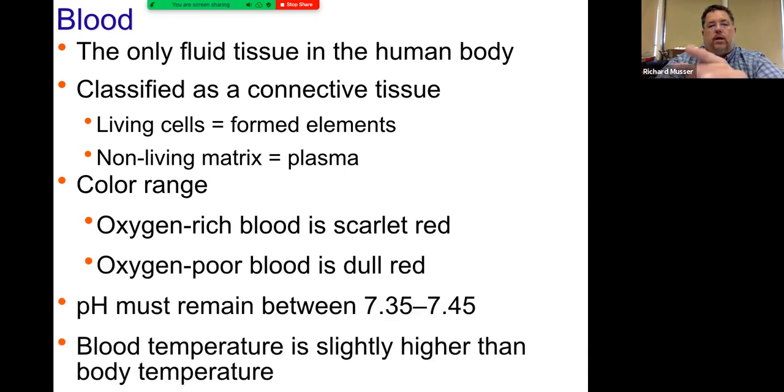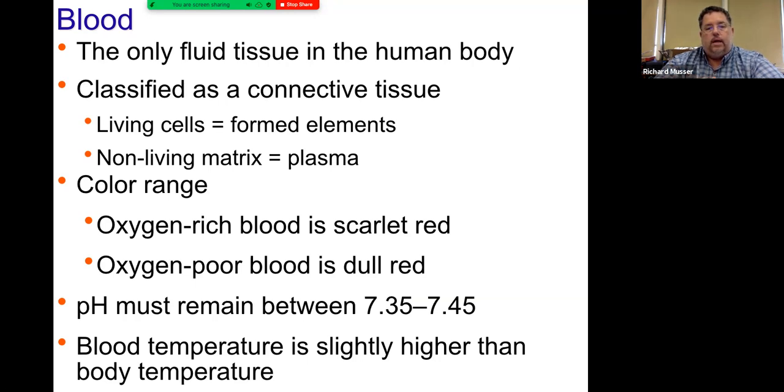All right, so we're going to talk about blood now. Blood is the only tissue in the human body that's a fluid. And so it's also classified as connective tissue. And it's actually made up of both living cells and non living matrix.